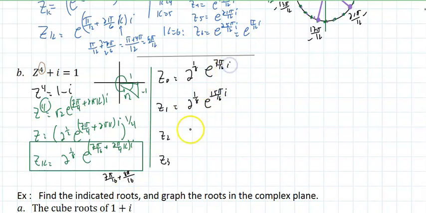I'm forgetting the i. 2 to the 1/8, you notice you added an 8, add another 8, 23 pi over 16 i, and 2 to the 1/8 e, another 8, that will be 31 pi over 16 i. If you add another 8, you will get 39 over 16. Take 32 out, you're repeating.